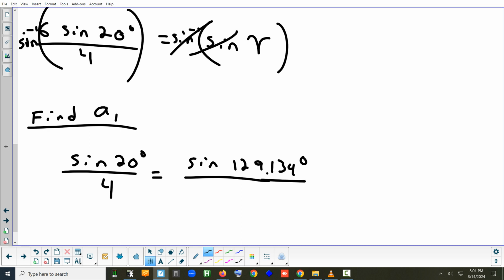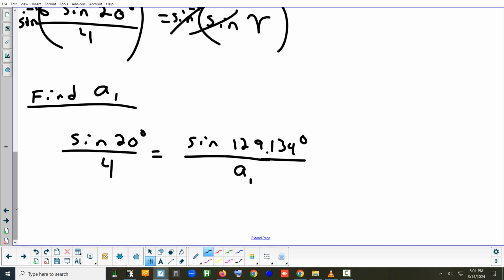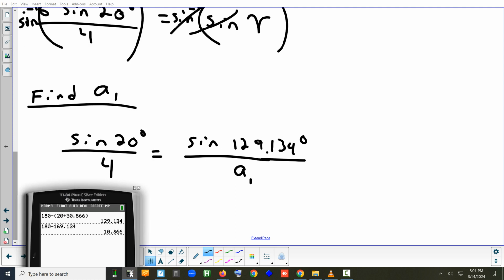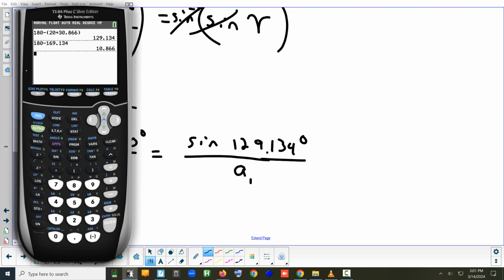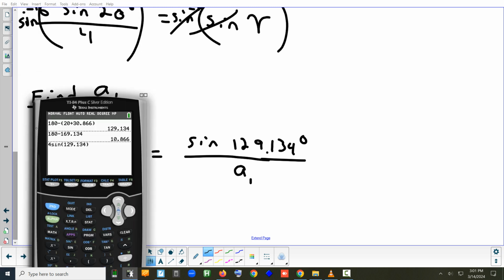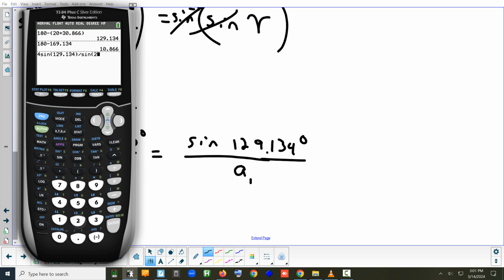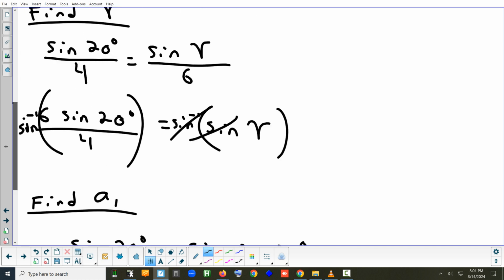Okay. So now, to solve that, that's a proportion, and what do we always do? Cross multiply. Yep. Good. So 4 sine 129.134, and then you're going to have to divide by the sine of 20. So that should give you about 9.072. Is that similar to what you got? Yes. Okay, so 9.072, that's A1.